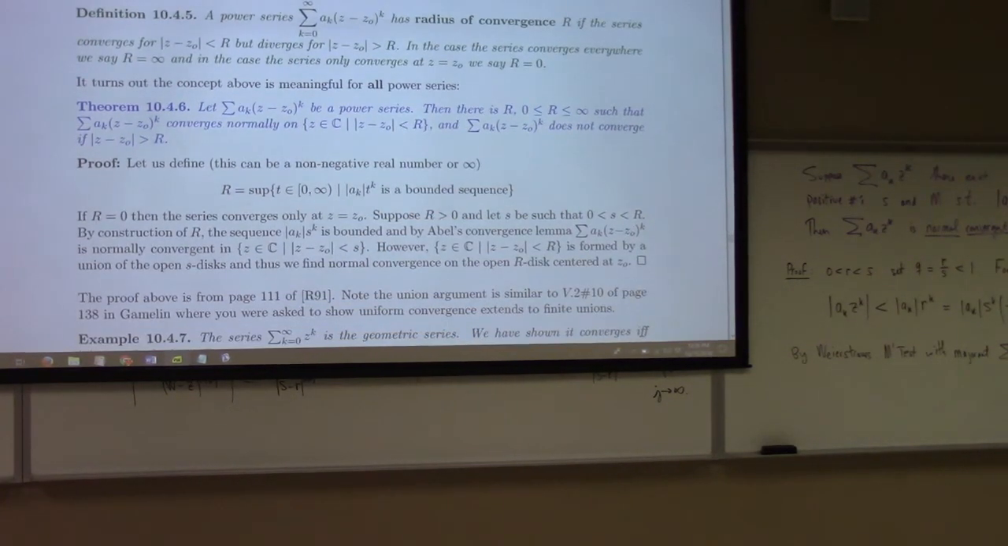And here's the proof. We just define R to be the supremum of the real numbers t such that this is a bounded sequence. Whatever that supremum works out to be, by Abel's convergence lemma, we can prove that this series converges normally inside that disk. All right? That's pretty much it.